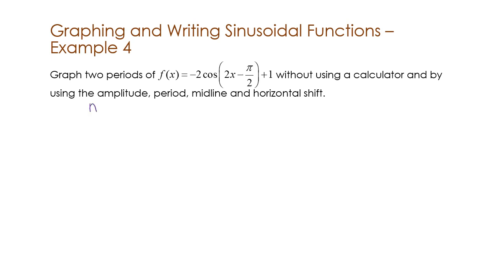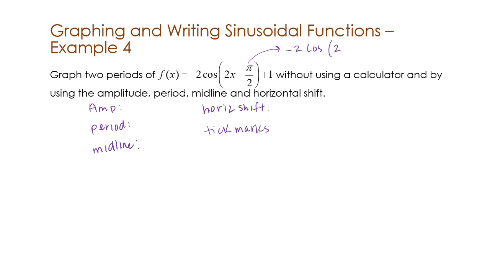All right, so again, we're going to write our amplitude, period, midline, horizontal shift, and then our tick marks. Okay, I'm going to rewrite that inside, so that becomes, when I factor out a 2, divide that by 2, and I'm just left with x. When I divide this by 2, I'm left with pi over 4.